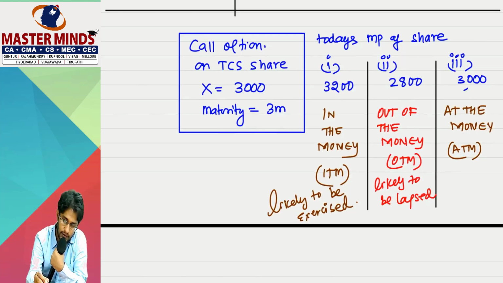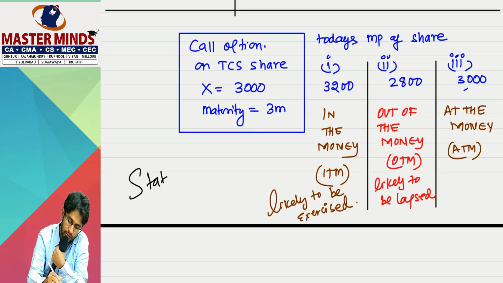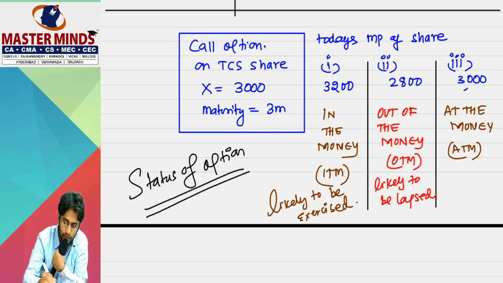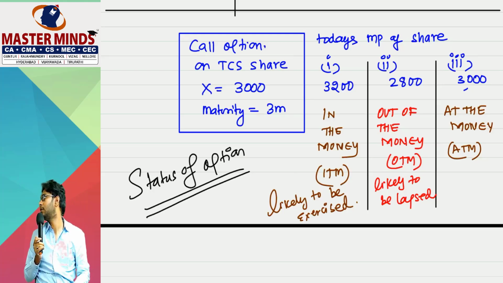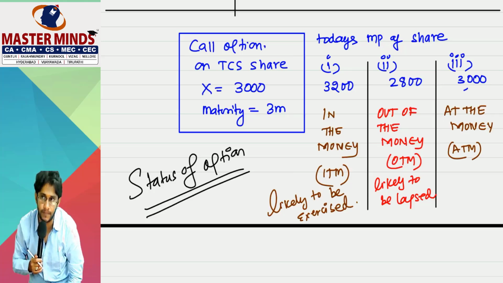This is called the status of options. The concept is called the status of option. In AFM it's called the status of options or moneyness of option.